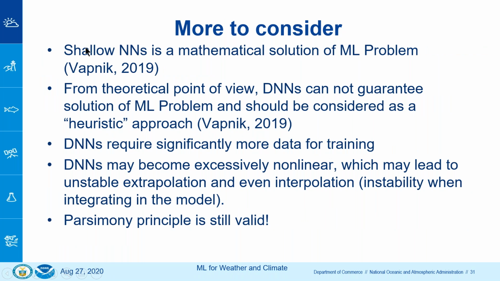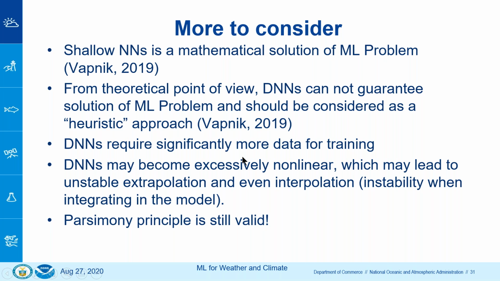More things to consider. Shallow neural networks are a mathematical solution for the machine learning problem. Vladimir Vapnik, who is the founding father of machine learning, showed it in his recent work. In the same work, he stated that from a theoretical point of view, deep neural nets cannot guarantee a solution of the machine learning problem. They should be considered a heuristic approach. And deep neural networks are very popular now, a very fashionable, new tool. Does it mean that we shouldn't use deep neural networks? Of course not, but we should be very careful when we use them.